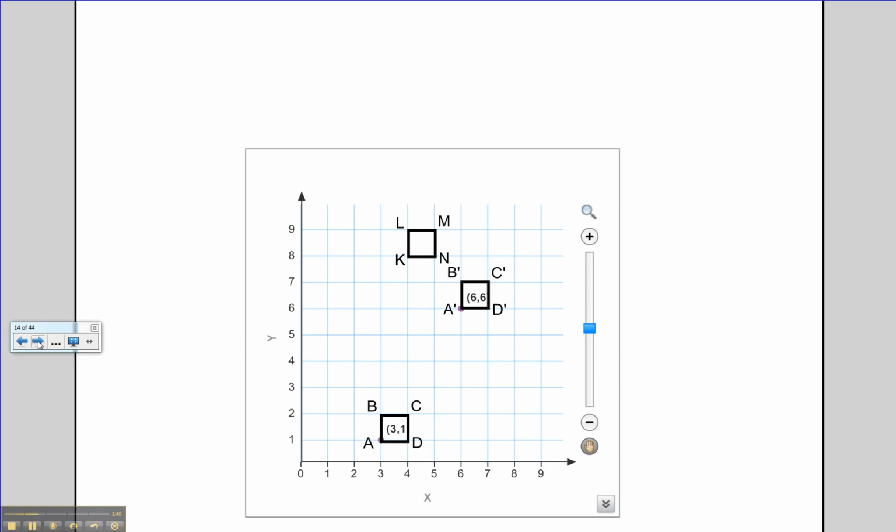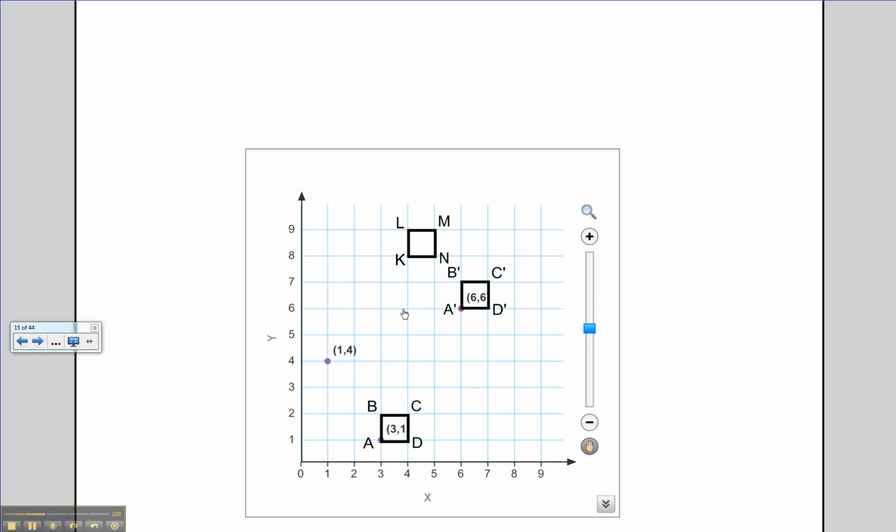In the next section, Kendra places the tile KLMN on the grid. We're asked to translate it using the rule L3D4. In other words, left 3, down 4. She says label the image K', L', M', and N'.